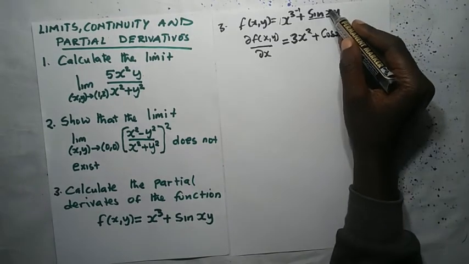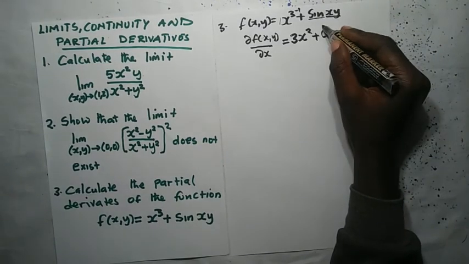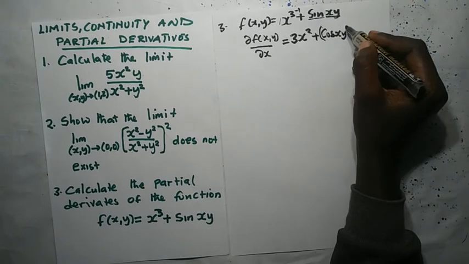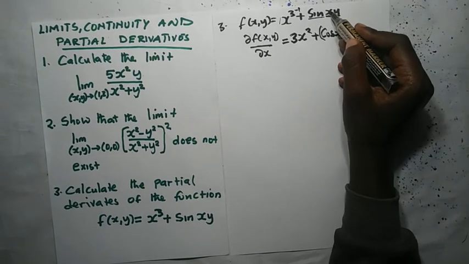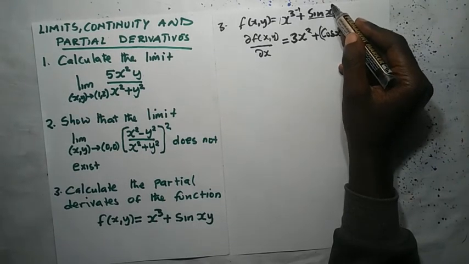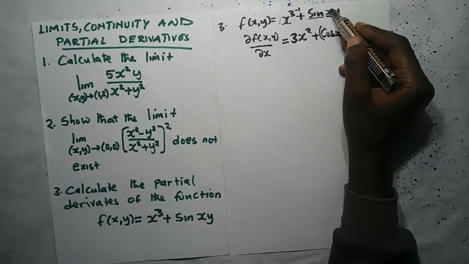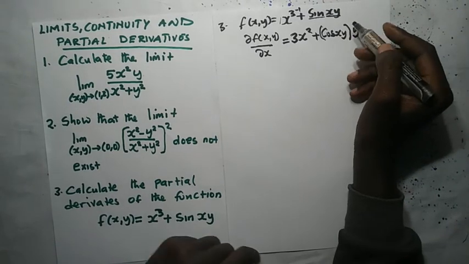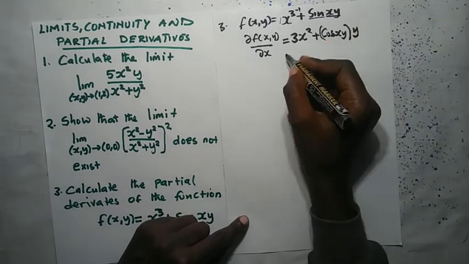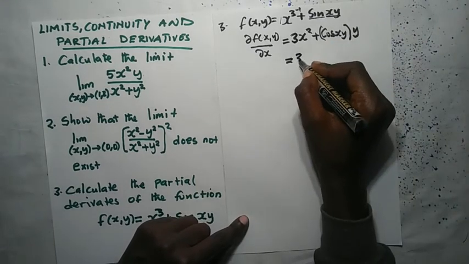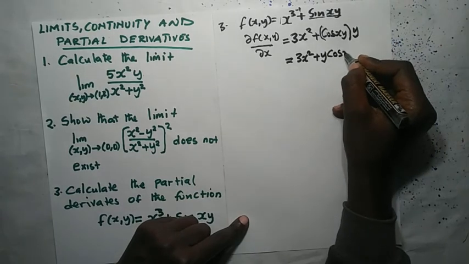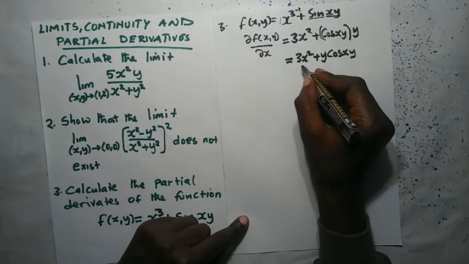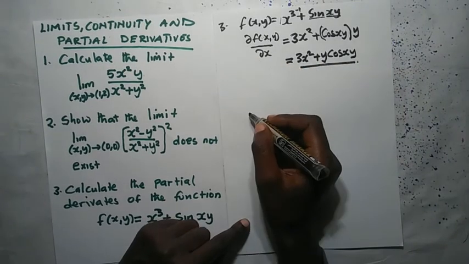And then we differentiate the angle xy with respect to x. We are going to have y here, because x will disappear when you find the derivative of x. Because it has a power of 1, you have 1 minus 1, which gives you x to the power 0, which is 1. So this partial derivative will be 3x squared plus y cos xy. And so this is our partial derivative with respect to x.